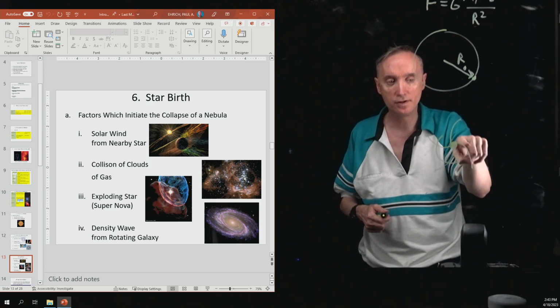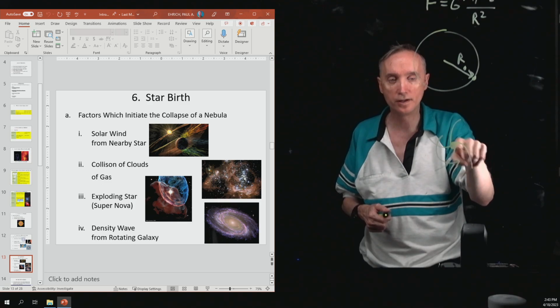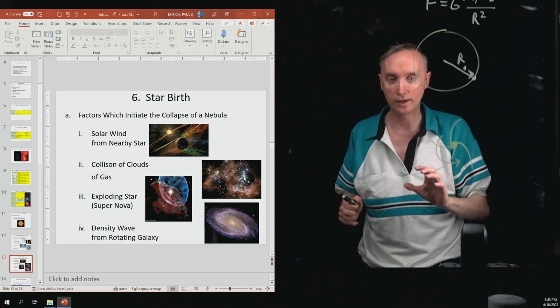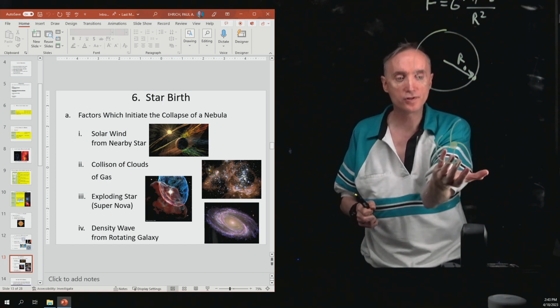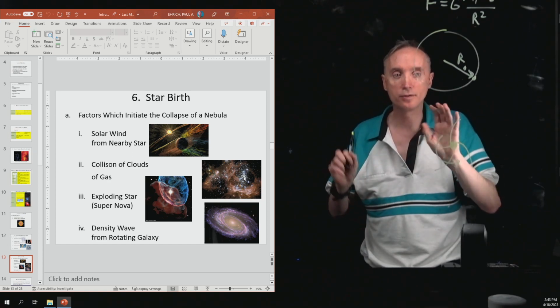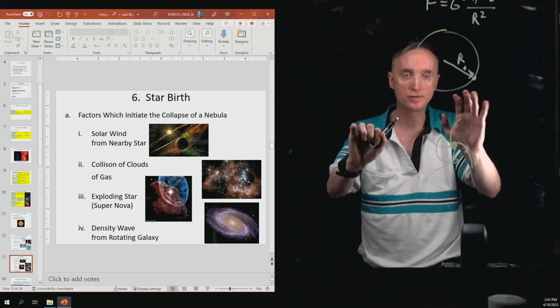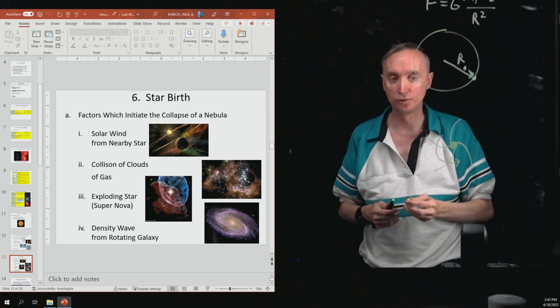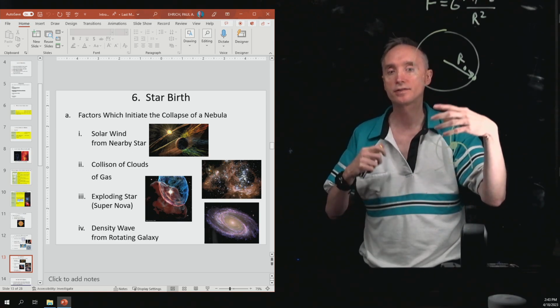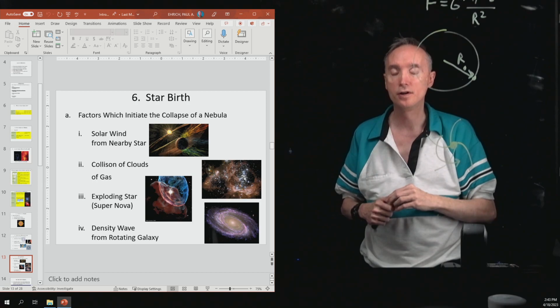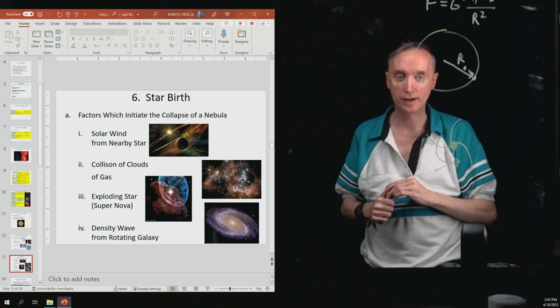Now these things here, the arms, are actually going to be called density waves. And as these arms rotate around the galaxy, they're going to be bumping into gases, and they're going to act like a bulldozer. And so that's going to compress the gas in front of the density wave, and that could trigger new star formation when that happens.